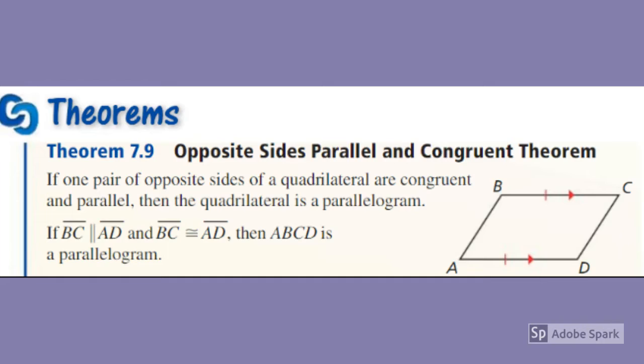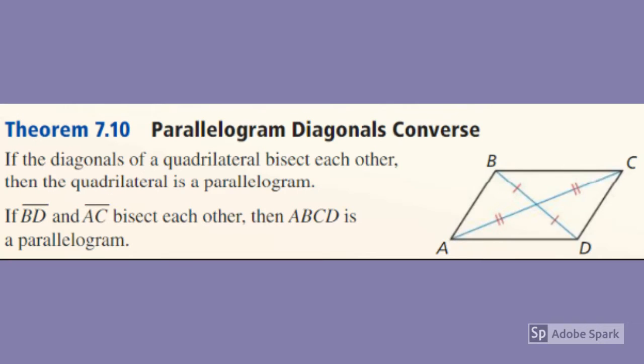The opposite sides parallel and congruent theorem states that if one pair of opposite sides of a quadrilateral are congruent and parallel, then the quadrilateral is a parallelogram. The last theorem of our section 7.3 is the parallelogram diagonals converse. It states that if the diagonals of a quadrilateral bisect each other, then the quadrilateral is a parallelogram.